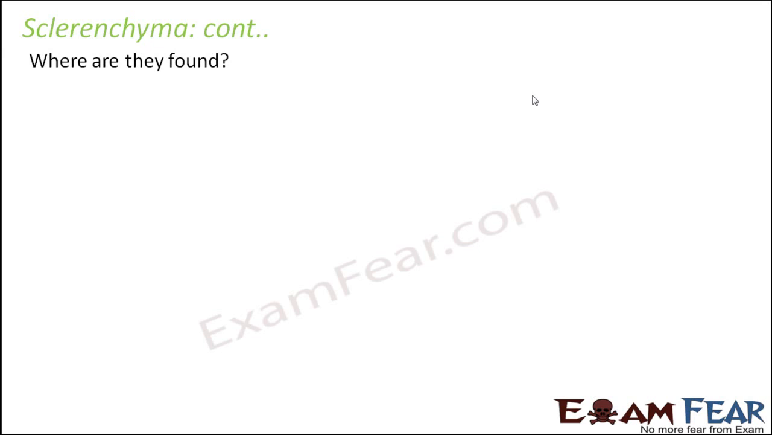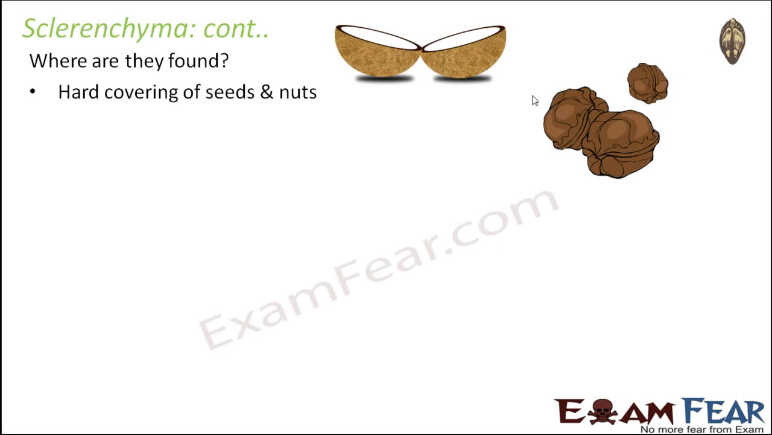Now, where is sclerenchyma found? Where do we see sclerenchyma? They are found in the hard covering of seeds and fruits. As I said, they are going to be very stiff and very hard. So when I say hard covering of seeds and nuts, what comes to your mind? Something like coconut or walnut. Their covering is really hard. So sclerenchyma tissue is responsible for that stiffness.